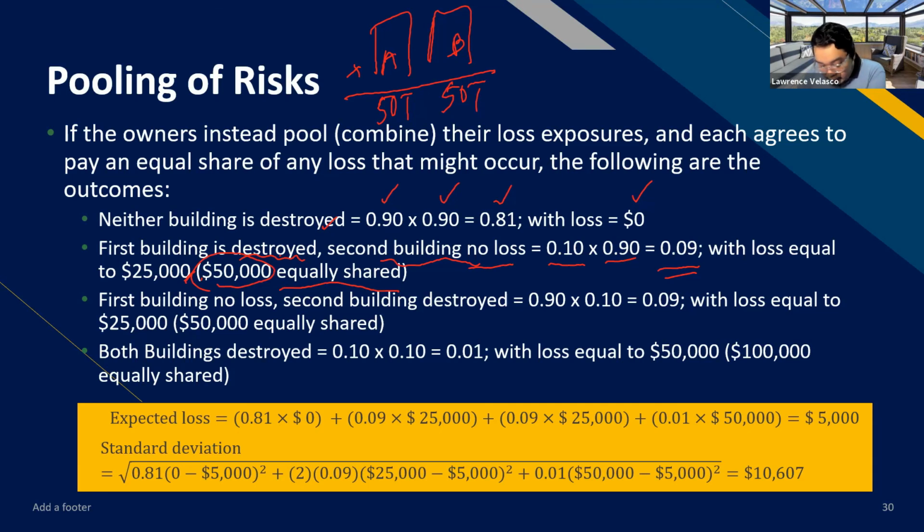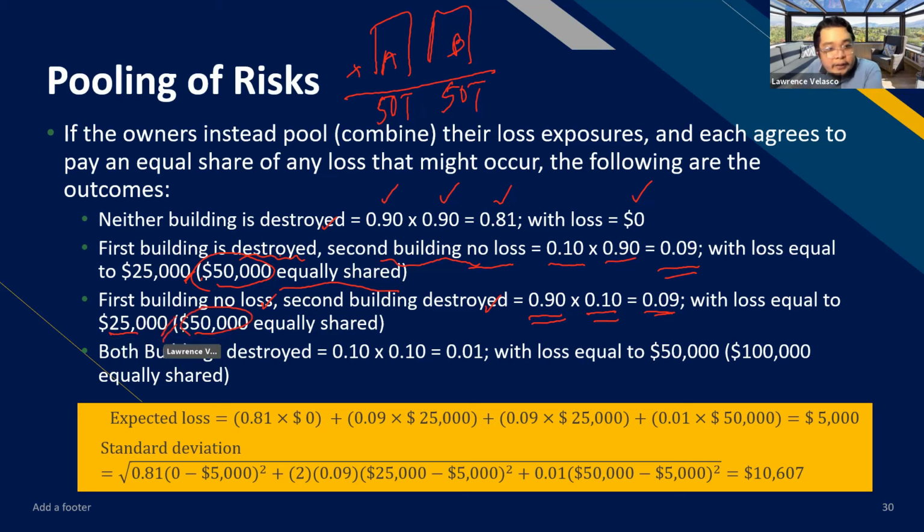Now, when it's reversed, first building no loss, second building destroyed: 90% that the first building will not be lost or will not be destroyed, 10% probability that the second building is destroyed. So that's 9% probability with the same loss. Only one was destroyed, so 50,000 and they equally share it.